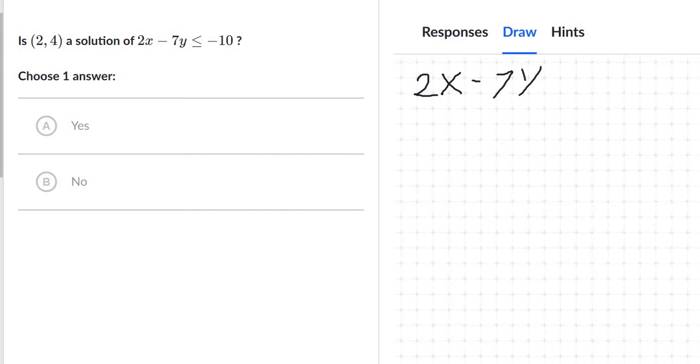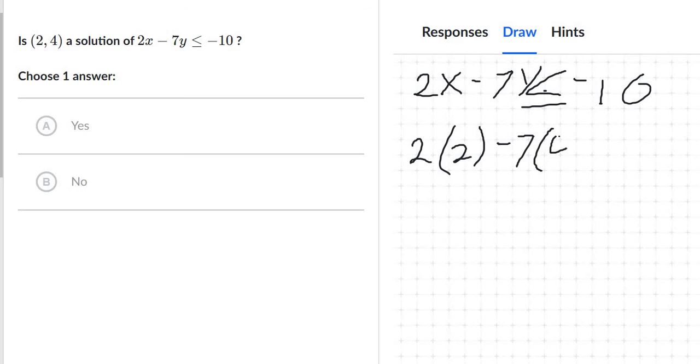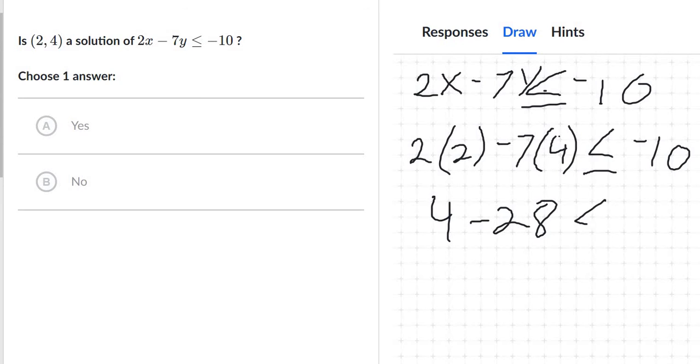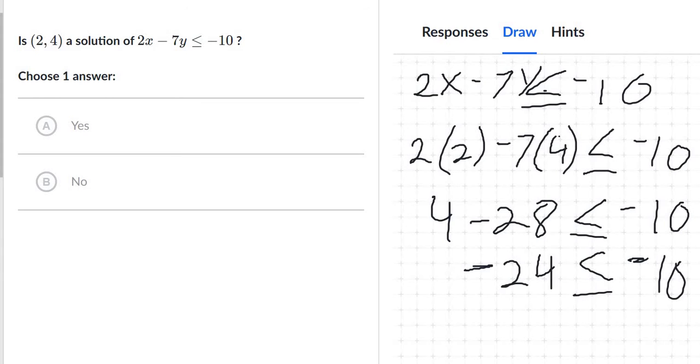X minus 7y is less than or equal to negative 10. X is 2. Y is 4. 2 minus 28, less than negative 10. So yeah, this is clearly going to fit, because negative 26 is less than negative 10.